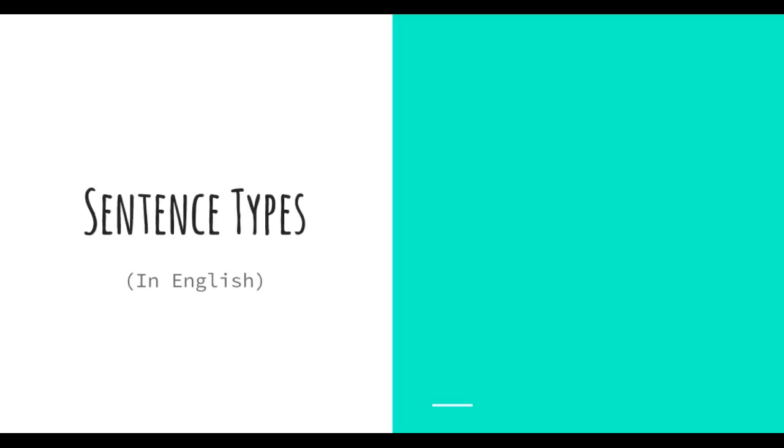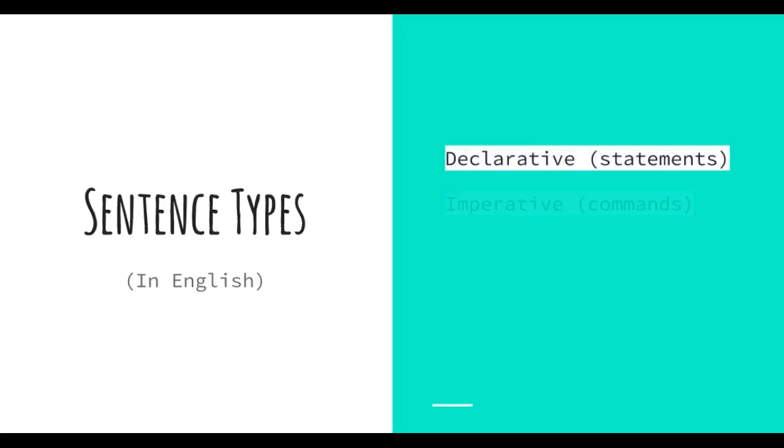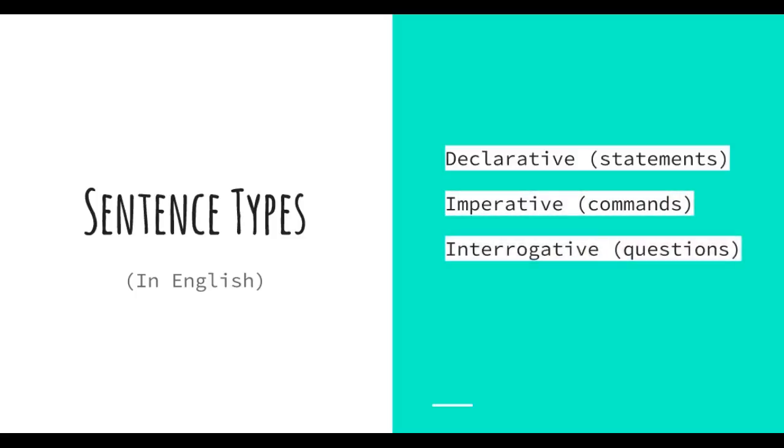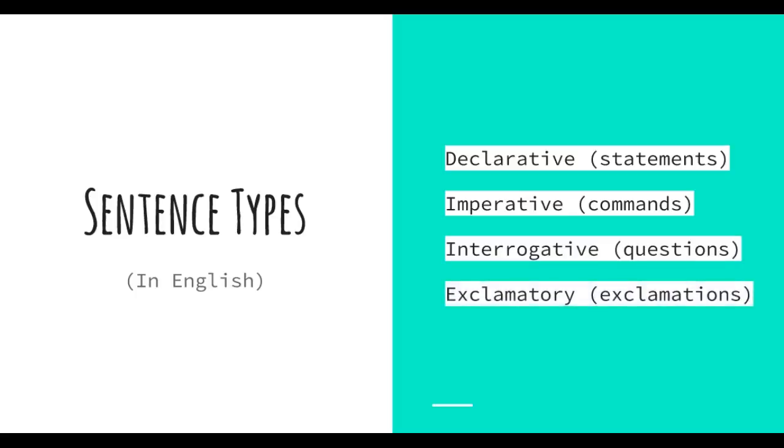We're going to start off today's lesson by reviewing the 4 sentence types in English. There are declarative sentences, which are statements, imperative sentences, which are commands, interrogative sentences, which are questions, and exclamatory sentences, which are exclamations. Today's focus will be on imperative sentences or commands.